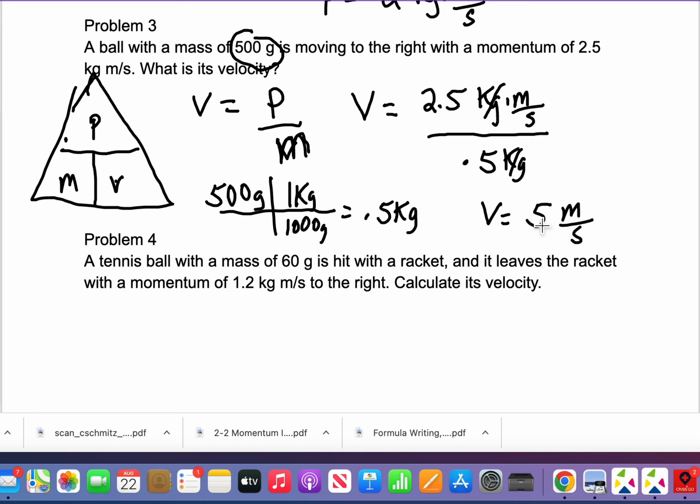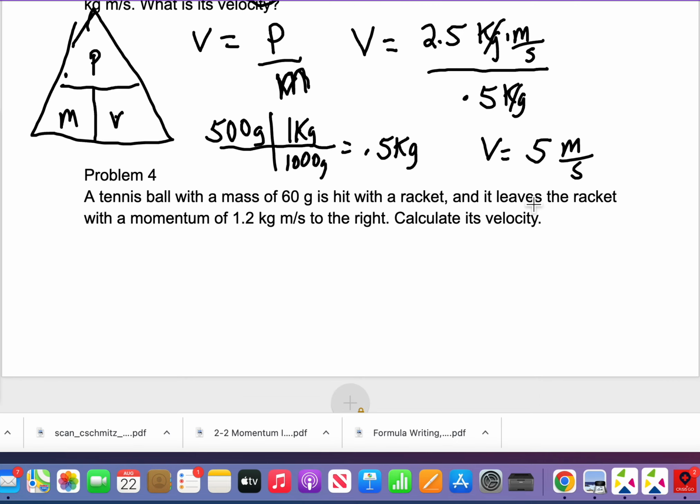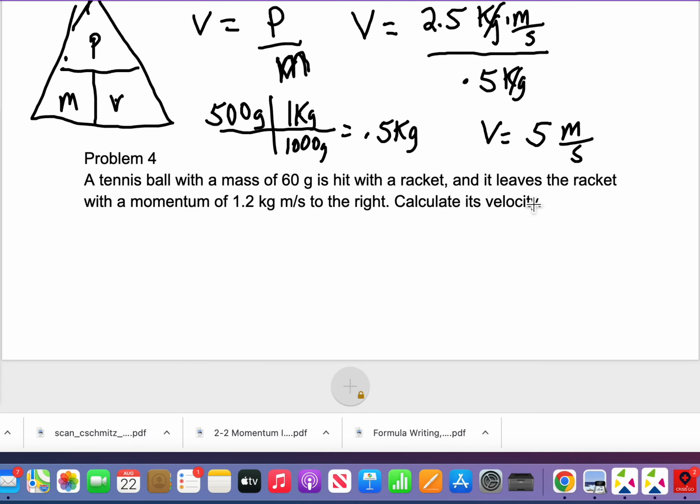Why don't you pause the video, try problem 4, then play the video and see if you did it right. I'll do it here in a second. A tennis ball with a mass of 60 grams is hit with a racket and leaves the racket with a momentum of 1.2 kilograms meters per second to the right. Calculate its velocity. So we use the momentum triangle, and velocity equals the momentum divided by the mass.